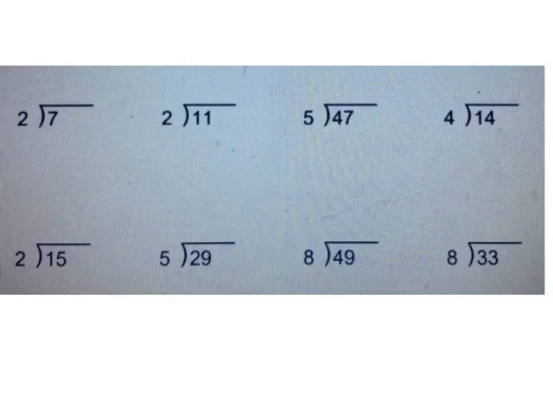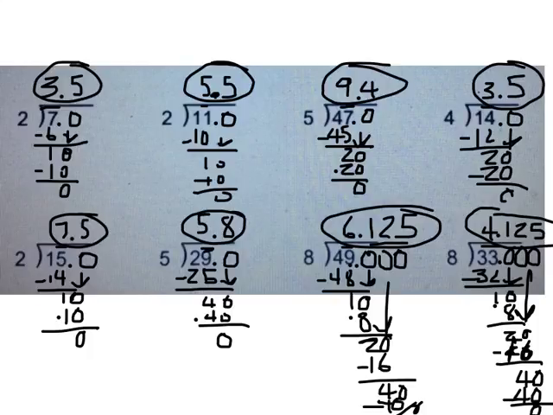Now there are several more problems for you to try. Take a moment to try these problems. When you finish, check your work with mine on the screen. Take a moment to check all of your work with mine. Remember, when we write our remainders as decimals, we can add as many zeros behind the decimal as we need to. Start with 1 and add more as you need.